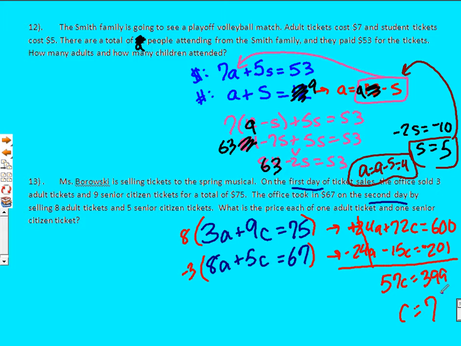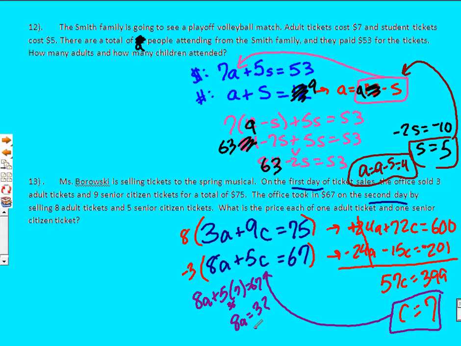Again, at this point we know what one of them is, so we plug back in. Doesn't matter which one, just make sure you plug in the correct variable. So 8 adult plus 5 times 7 equals 67. This here becomes 35, so that's what you subtract from each side. So 8a equals 32. So adult ticket equals $4.